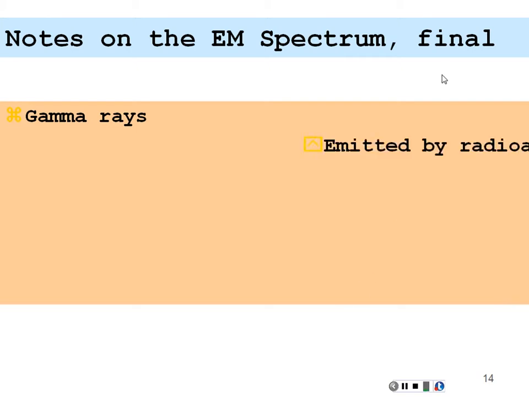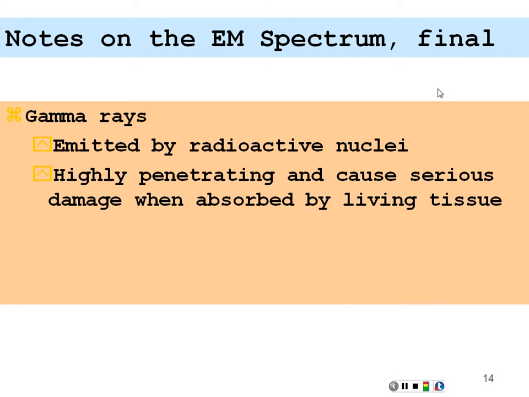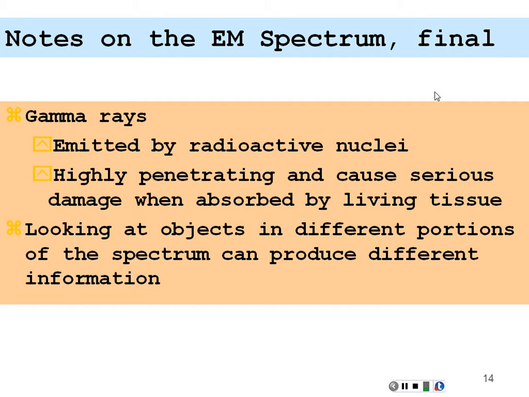Gamma rays, emitted by radioactive nuclei, are highly penetrating and can cause serious tissue damage. Looking at different portions of the spectrum can produce different information, and that's why, if we're looking out in the universe, you look at all the electromagnetic spectrum, not just the visible thin layer, to pick up information of what's happening out there in the universe.